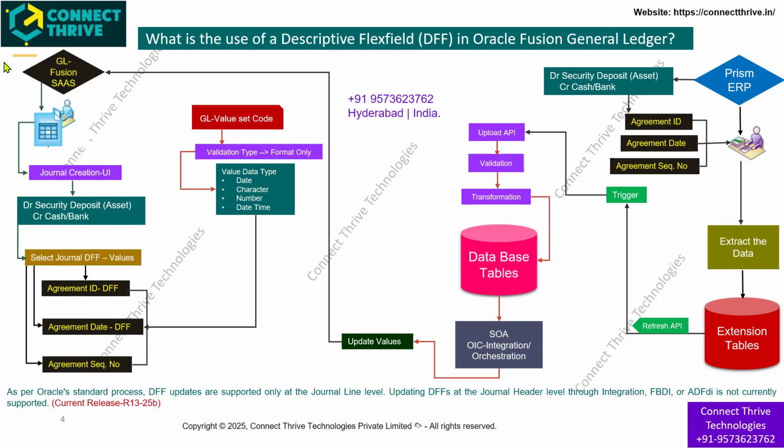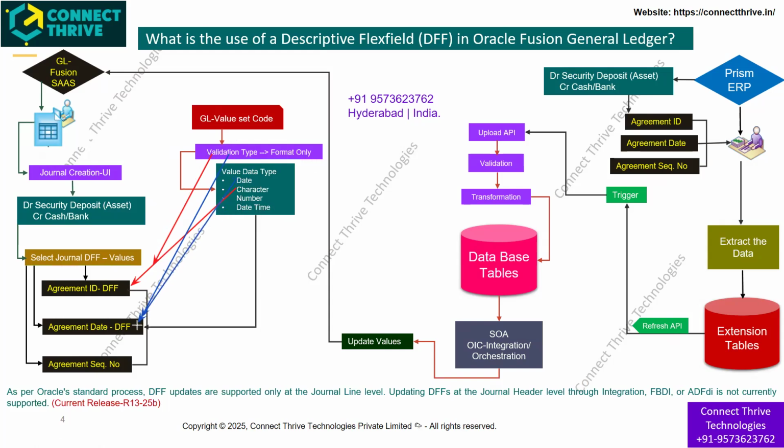One minute. If you see here, it is an agreement ID, so it could be an alphanumeric value. In this case I will take the value data type as character and validation type as format only. Next we have the agreement date. For this agreement date, we have to capture a date. The validation type is the same, but we will take the date format.